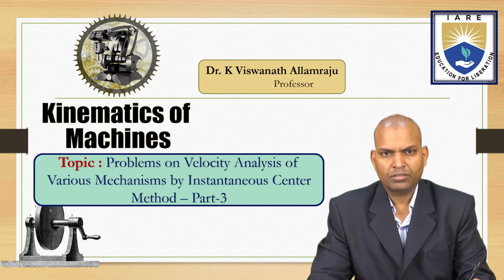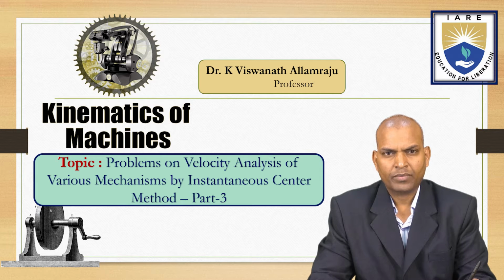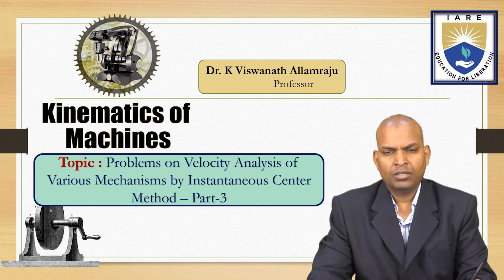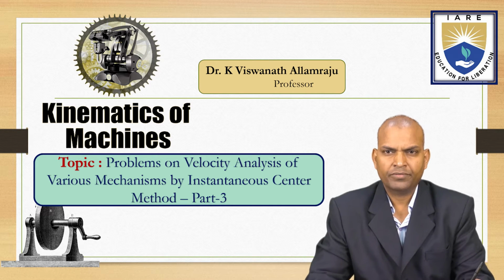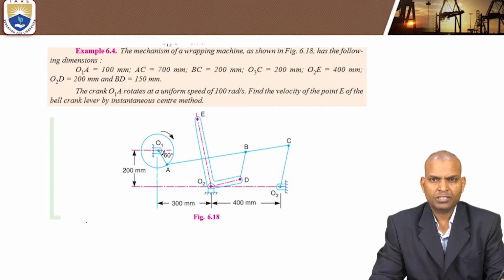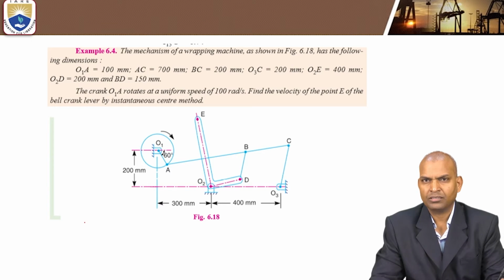Today, in this session, we are going to solve a problem by using the instantaneous center method and find out the velocities, both linear and angular, of a given mechanism. The given mechanism here, how many links does it have? First you have to find out the number of links in this mechanism. It is a wrapping machine.